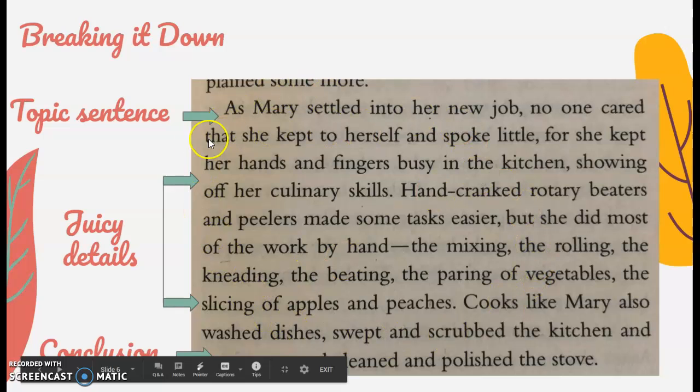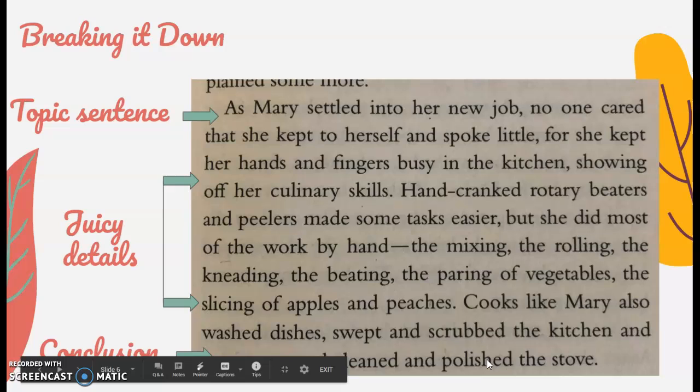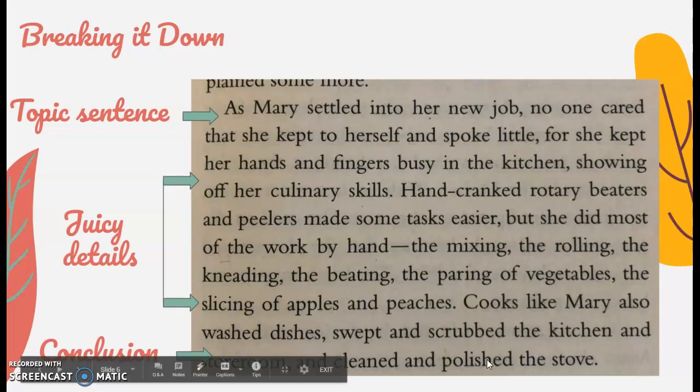So when I break that down, I see that topic sentence, which is kind of a long one. As Mary settled into her new job, no one cared that she kept to herself and spoke little, for she kept her hands and fingers busy in the kitchen, showing off her culinary skills. So all of this is going to be about Mary's job and how she kept busy doing her job. And then we have all these really meaty details about exactly what she was doing in the kitchen and how she was doing it. Then it wraps up with the final little task. Not only was she cooking, she also had to keep the kitchen clean. Okay, so everything in the paragraph is organized appropriately.